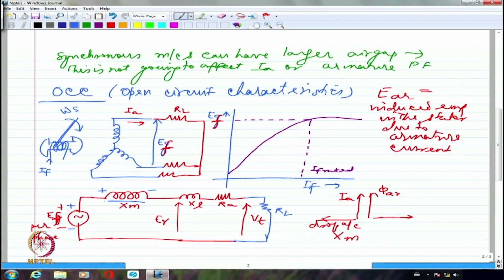I should be able to write this as, if this entire current is IA, I have to say EF minus IA multiplied by whatever is my XM plus XL times j plus RA. This is what is going to be my VT. Am I right? Because I am going to have RA and IA, of course, with the phase angle.